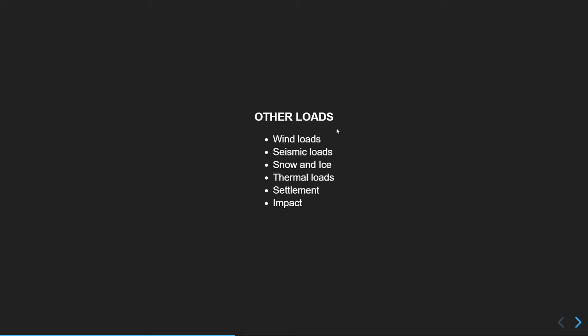But there are other loads that get applied to buildings, and I mentioned some before. We have wind loads on buildings. Those are actually very important loads to be considering with high density buildings in Sydney. We have seismic loads.